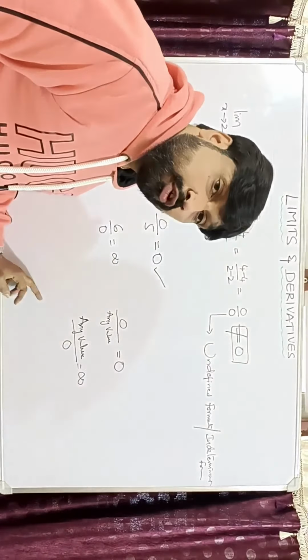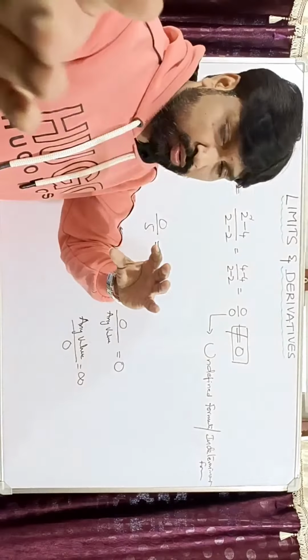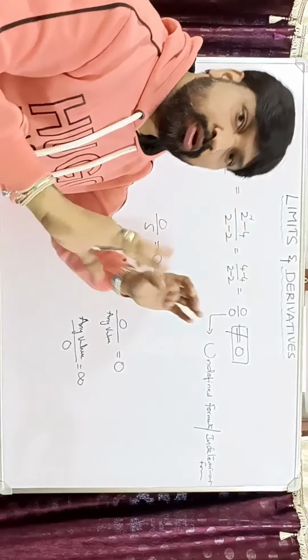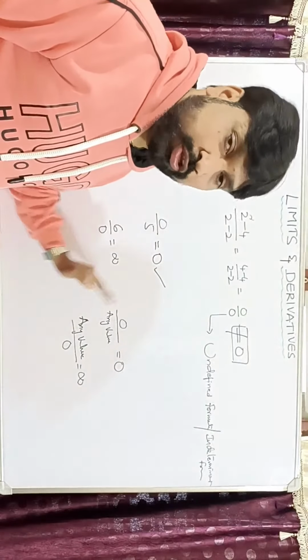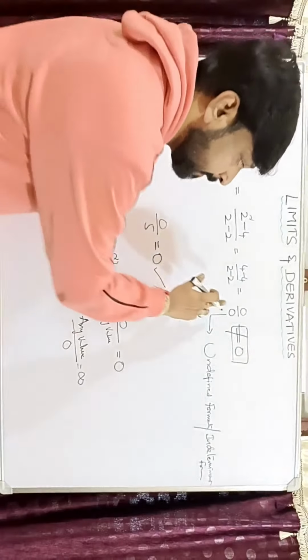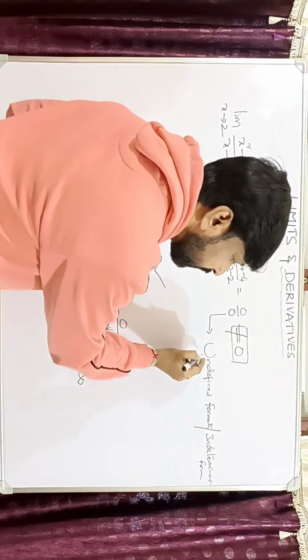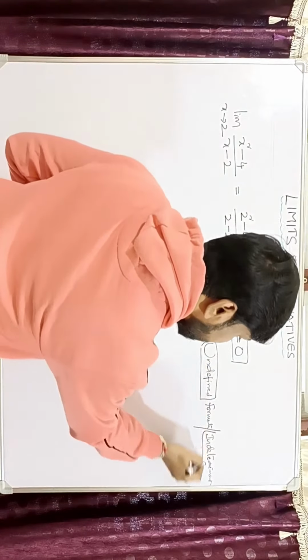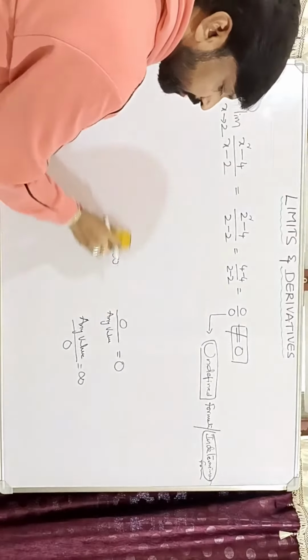These two are defined formats. Why? Because 0 by any number is 0, and any number by 0 is also a defined format, which is infinity. These two are already known concepts to you. So this is the concept which is the most important. You are getting 0 by 0. Whenever you get 0 by 0, this format we are going to call undetermined, or indeterminate format.